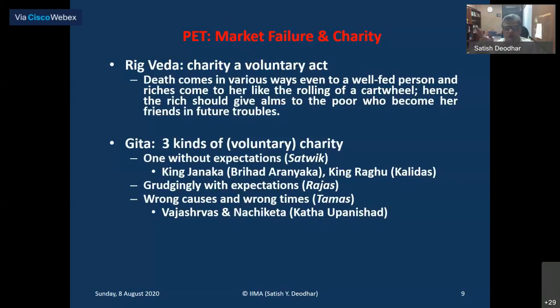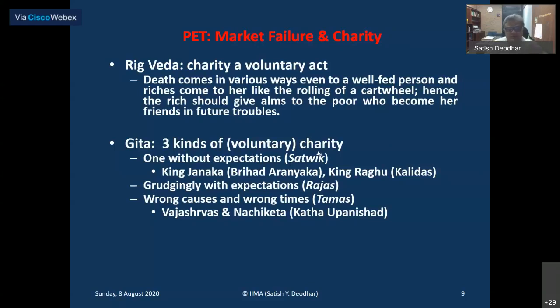So he says, "You go to hell." That means I'm donating you to Yama, right? So now I'm not going to continue with the story. You can figure out what happened later, whether Nachiketa went to Yama and what happened later. But this is an example of tamasic donation or charity, which is for wrong purposes, wrong causes, wrong times, right? So what we should be focusing on is charity which is sattvic.